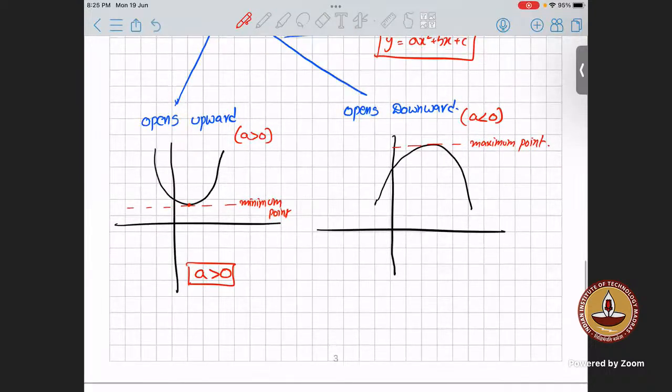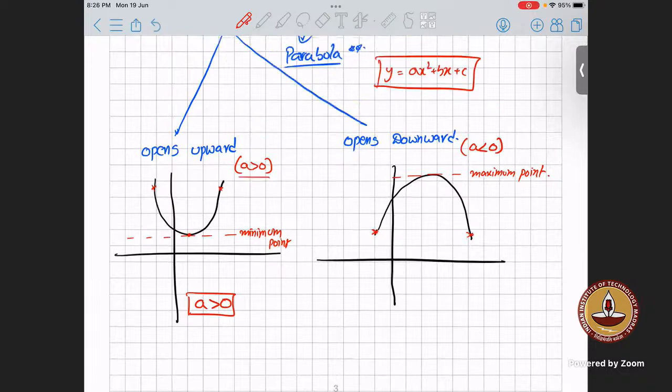You have to check where the opening points. Opening upward means the two sides are opening upwards, and opening downward means the two sides are opening downwards. Clear? If the leading coefficient is positive, it will open upward. If the leading coefficient is negative, it will open downward.